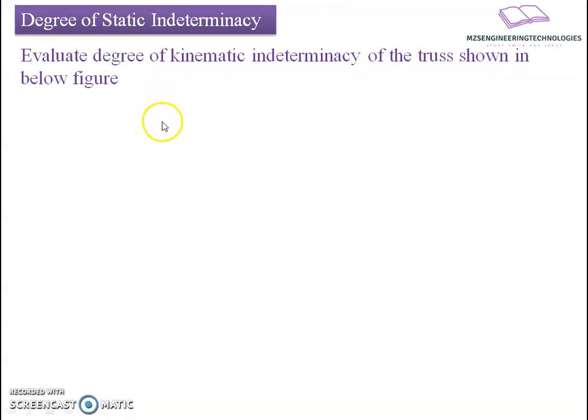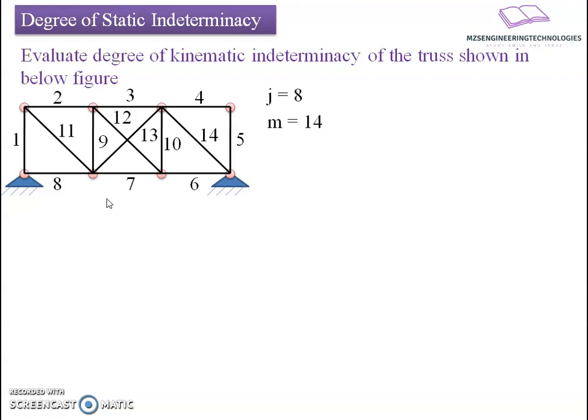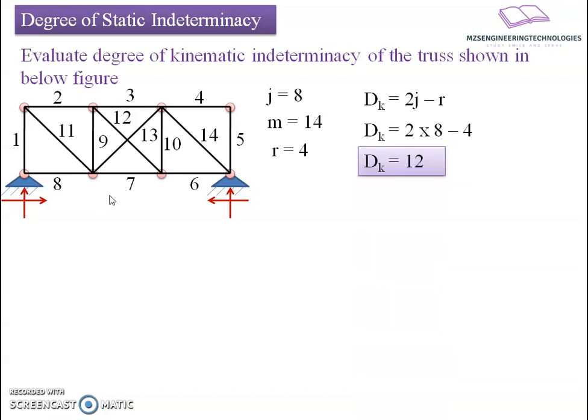a numerical here. The truss frame is given to us, and we are supposed to find the degree of kinematic indeterminacy of this frame. Let us first count the number of joints here: j equals 8, number of members are 14, number of reactive forces are 4. So if I write Dk equals 2j minus r, it will be 2 into 8 minus 4, Dk equals 12, means 12 degrees of freedom are there.